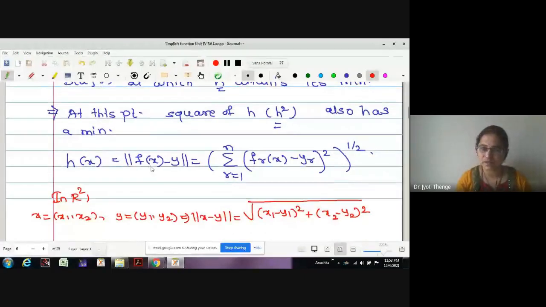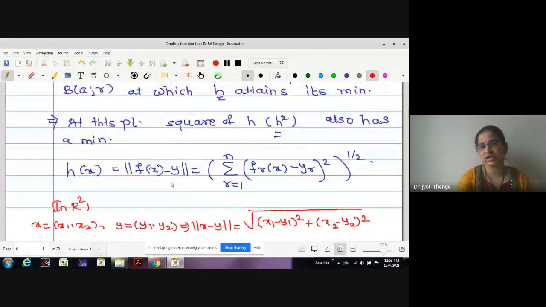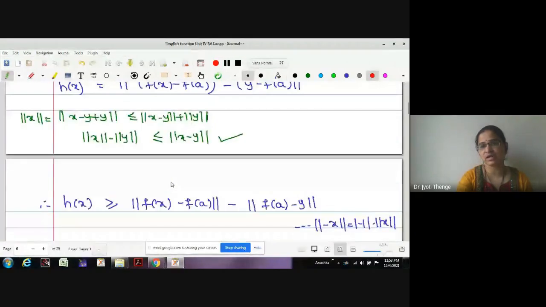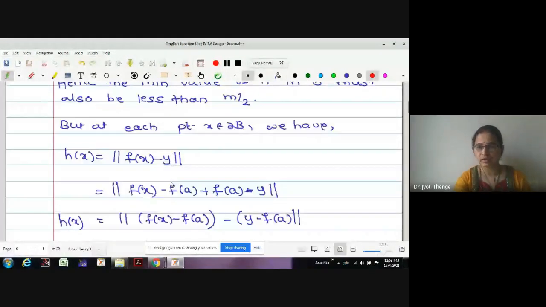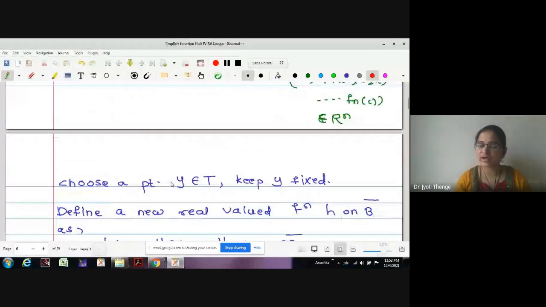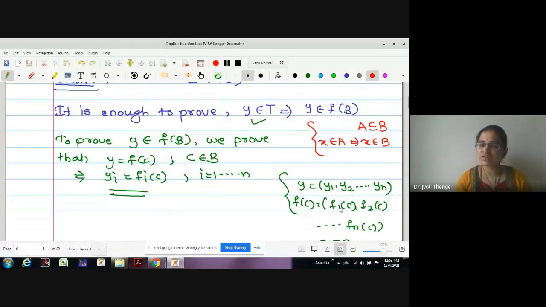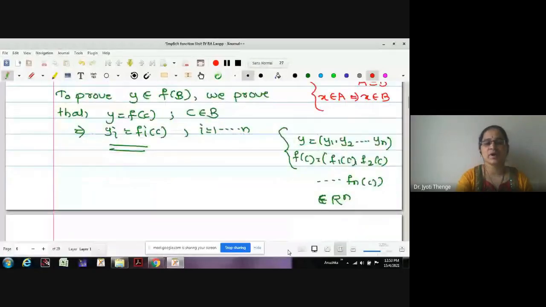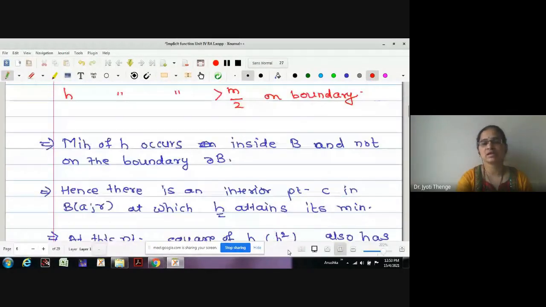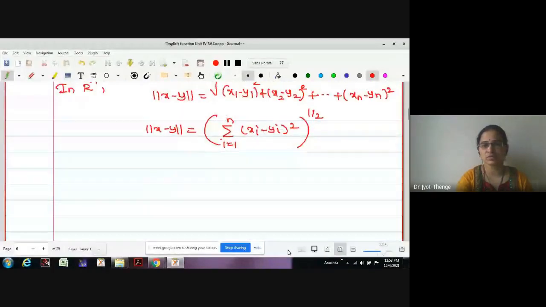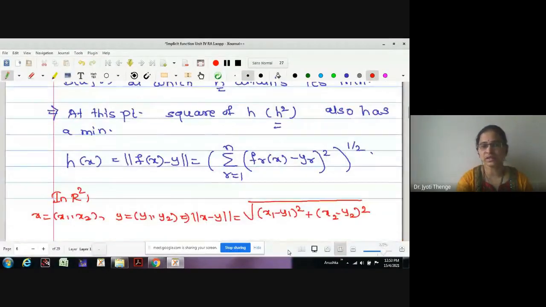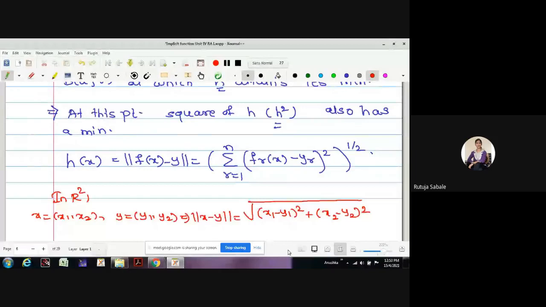Norm of f(x) minus y is summation. What is the difference between the coordinates of f(x) and y? Already we have written the coordinates somewhere. For y we have written y1 to yn. Here I have written y1 to yn. What for f(c)? f1(c), f2(c), up to fn(c). Therefore, what for the rth coordinate? This is f_r(c) minus y_r. Correct, no? Any doubt up to this? No, ma'am.